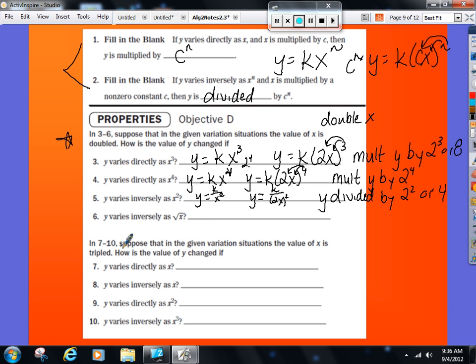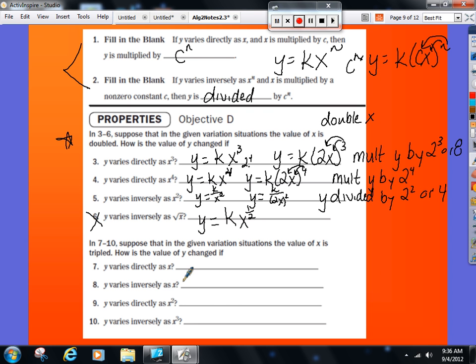Okay, y varies inversely as the square root of x. Let's not look at that one yet. I will go over it. Let's see. Y equals k over the square root of x. That's actually x to the 1/2 power. We have not talked about that yet. I think this problem's a little premature. We're going to skip problem 6.